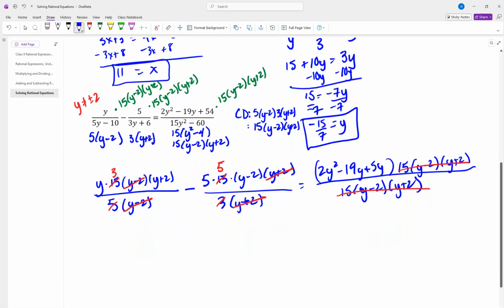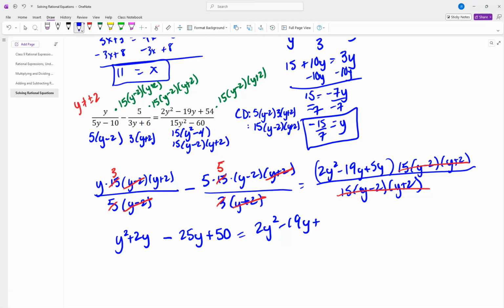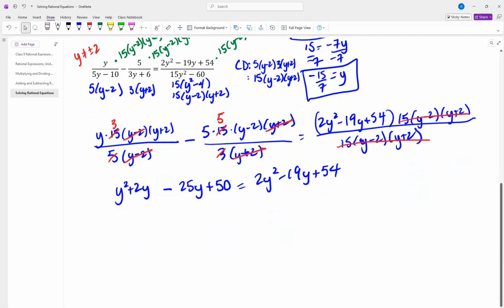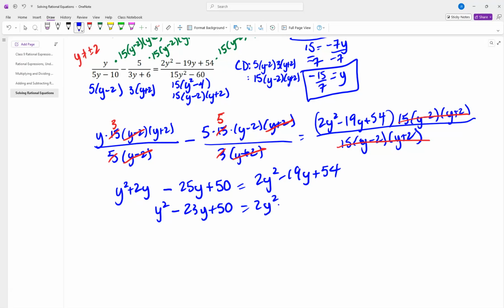So what is left after all this? y times y plus 2 gives me y squared plus 2y minus, and then I have 25 distributing into there, so 25y plus 50, is equal to 2y squared minus 19y plus 54. Oh man, y squared minus 23y. Are we done yet? I really hope so. But we're not, because we have to solve a quadratic equation.